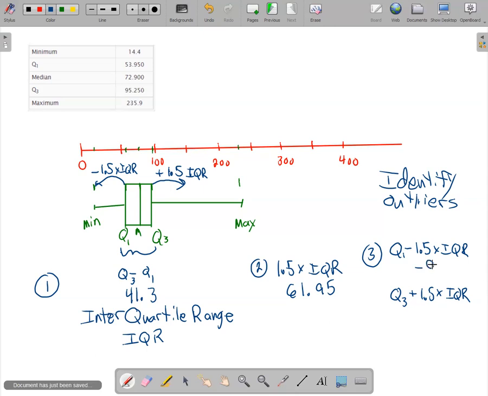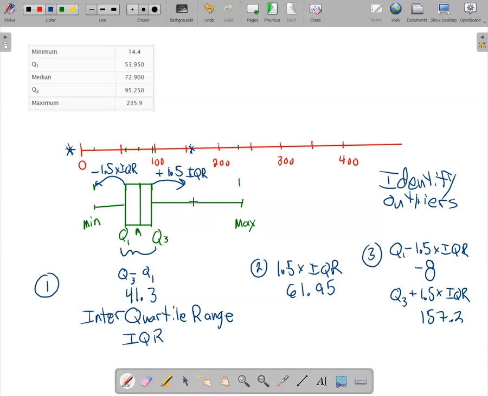Interesting. So that would be off my chart here. I'm just going to make a little note right there. That's somewhere over there. And then for the other one, I want to add the 95.25 to that IQR extension. I get 157.2. All right, so on my number line here, I'm going to make a little mark. Let's see, there's 100, 200, 150. I think 157 would be around here-ish.